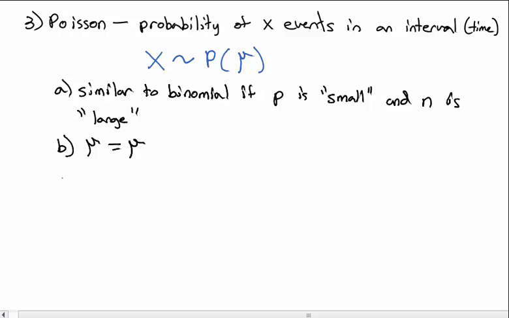What's nice about Poisson is we know what the mean is. The mean is just mu. The standard deviation is easy. It's actually the square root of mu.